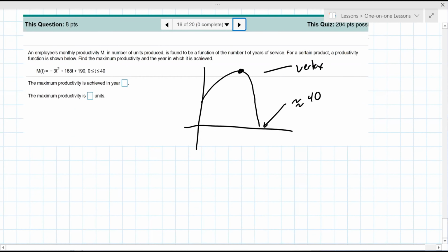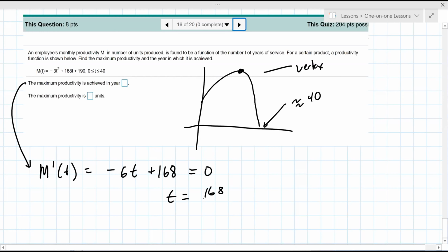You know calculus though. So the alternative here is you take the derivative, you find m prime of t, which is minus 6t plus 168, and you set that equal to 0. Then you solve for t. So t equals negative 168 divided by negative 6, because it's got to be positive here. Let's see if that works out nicely. It does: 28 years. So that's what they're looking for there.